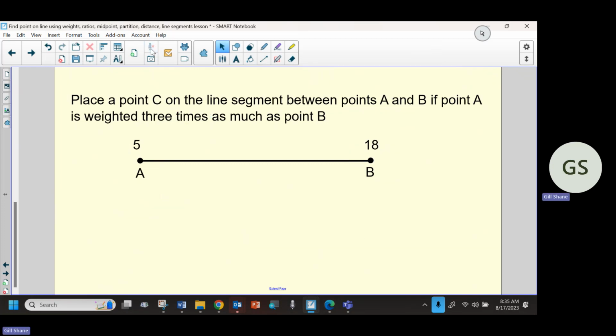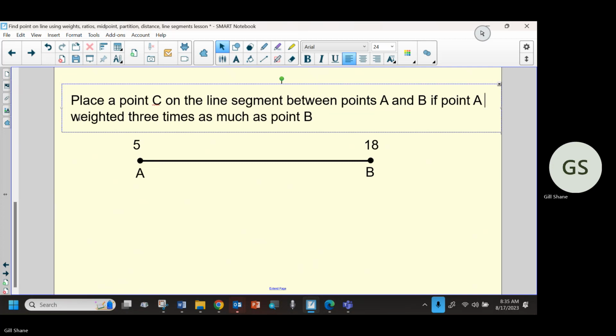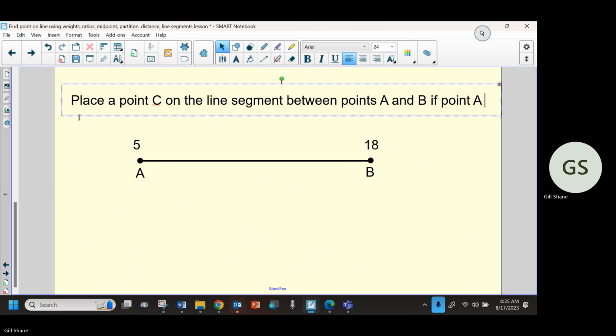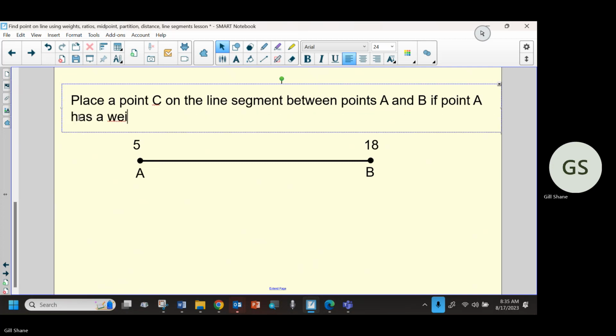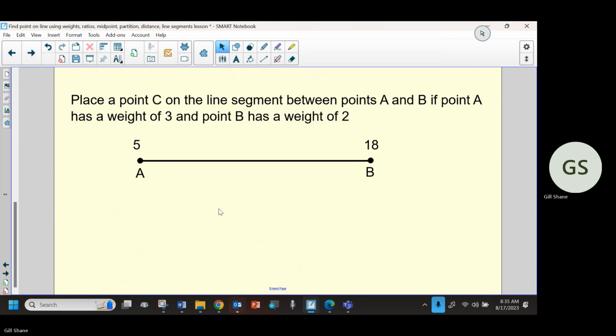Now do the problem over again. Oh, wait, but I still want you to do weight of 3 and weight of 2. The point, I'm going to change it, but your weights are the same. Point A has a weight of 3. Point B has a weight of 2. There. Now it makes sense.